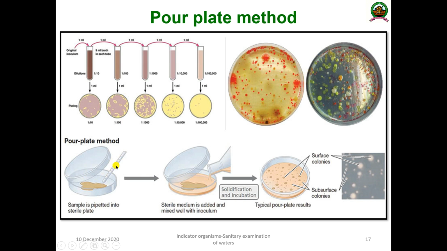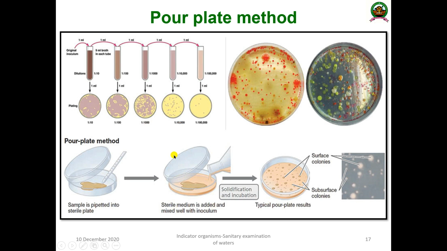First you are going to add the medium, then you are pouring the medium. Next one is the spread plate. This method is the same, everything is the same. In the pour plate, first you pour the sample and then you pour the medium. But in the spread plate, first you pour the medium and make a plate.